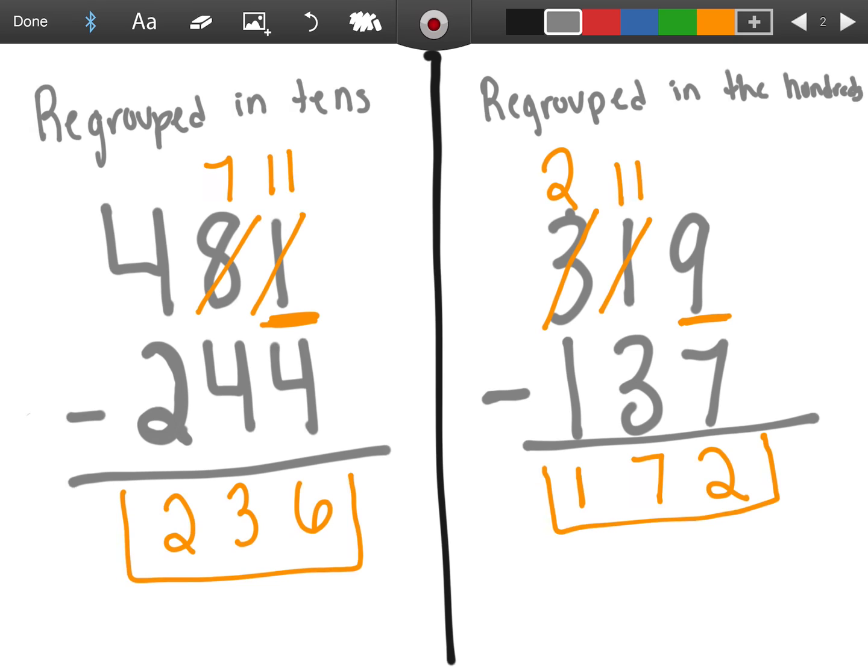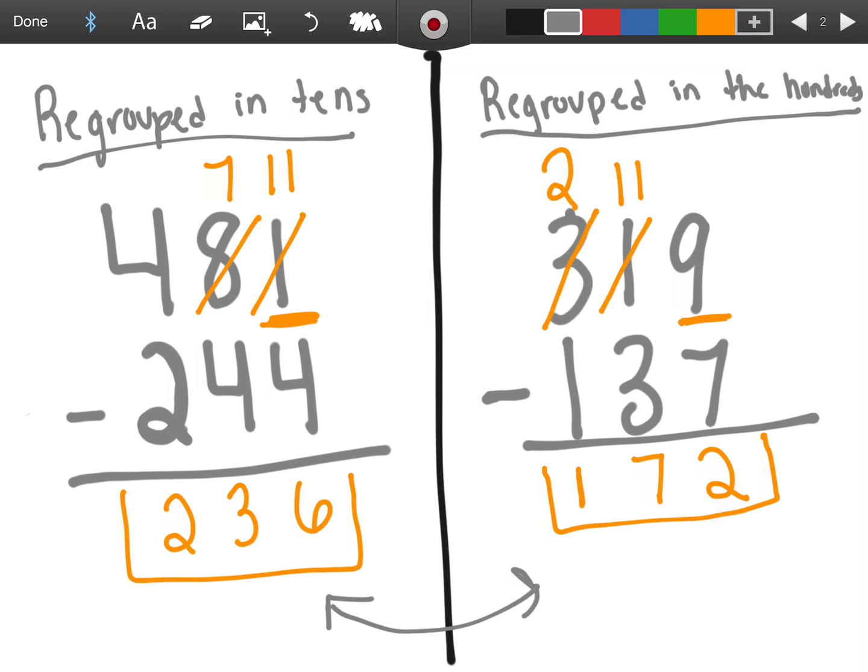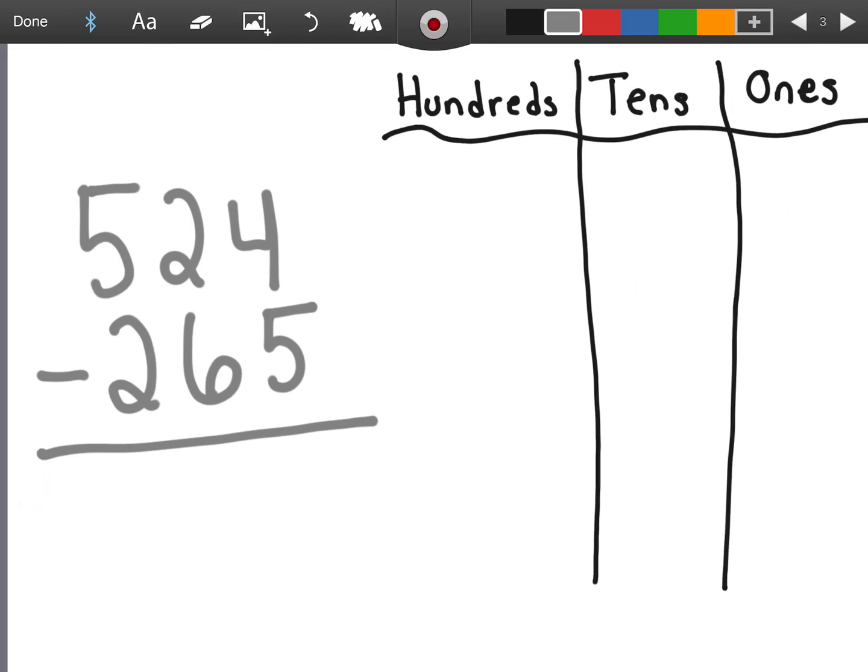So, we are going to combine both of the things that we've learned over the past 2 days into one math problem, because sometimes you're going to only have to regroup in the tens, and sometimes you're going to have to regroup only in the hundreds, but sometimes you're going to have to regroup in both. So let's try that out. We have 524 minus 265.